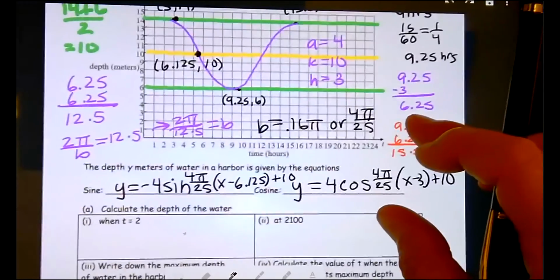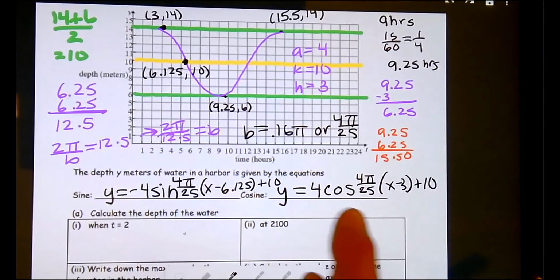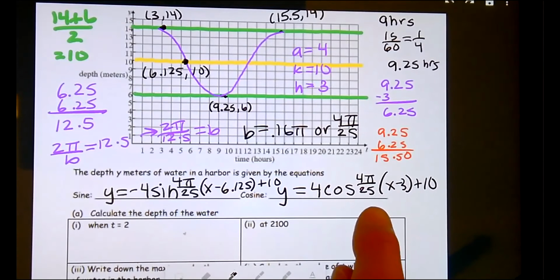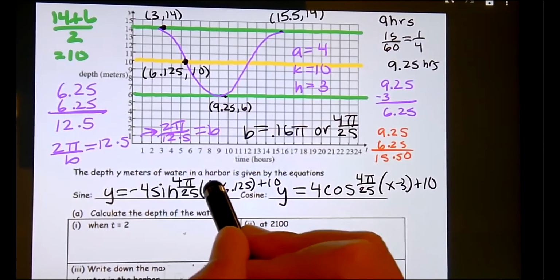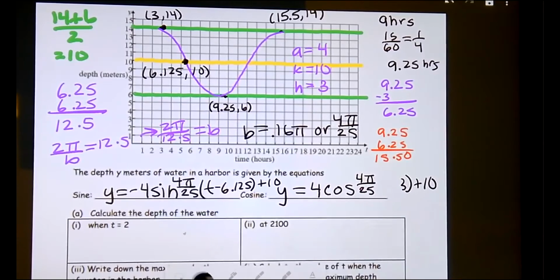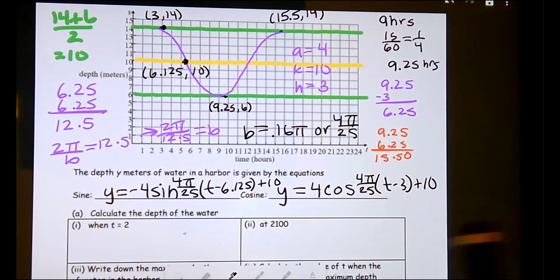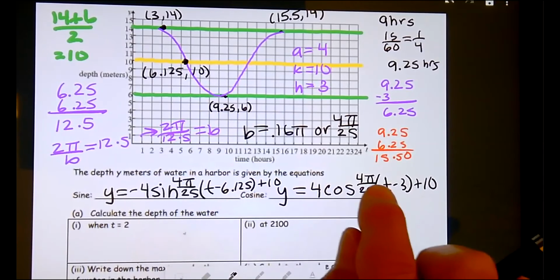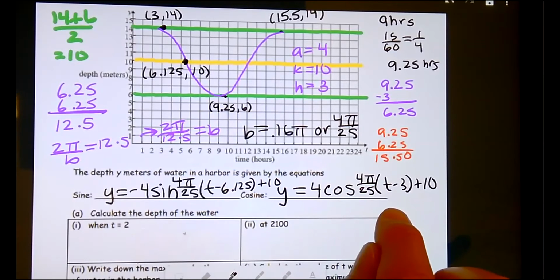So if I'm continuing on, for our next class, calculate the depth of the water when t equals 2. You can choose whichever one you prefer. I think this one's a nicer one to do. I keep writing x's, they are saying t, so I'll put a t here. So when t is 2, I'll put 2 in here, and then when we have 2,100, I'll put that in here.